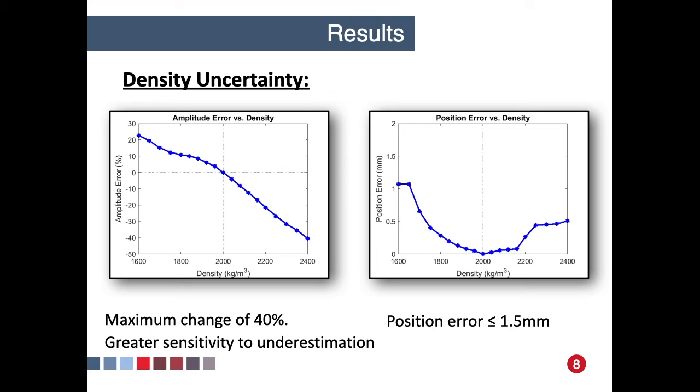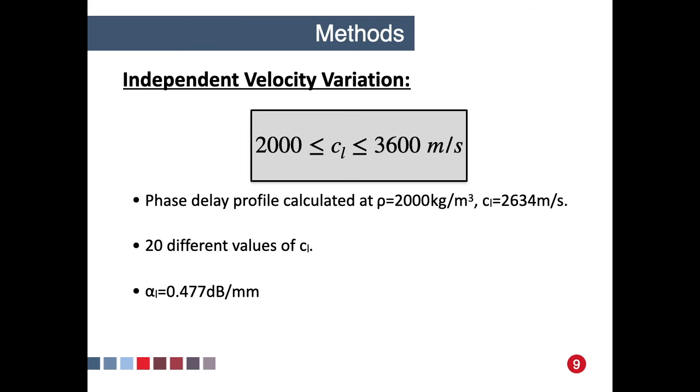Again, we quantify the focalization as a function of the relative change in peak amplitude on the left and the positional error on the right, with the dashed lines in each figure showing the values at which the transducer phase delay profile was calculated. There's an almost linear change in the peak amplitude as a function of density, though there is a slightly greater error when the density is underestimated. The positional error remains relatively low and is below 1.5 millimeters for all density values.